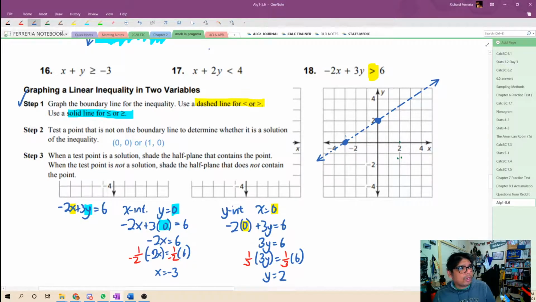Step 2, we're going to go to our test point, which is almost always going to be 0, 0. And we're going to test it out. So negative 2 multiplied by 0 plus 3 multiplied by 0, is that greater than 6? Negative 2 times 0 is 0, 3 times 0 is 0. Is 0 bigger than 6? And that's false.